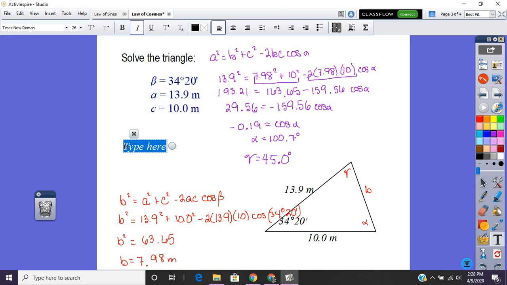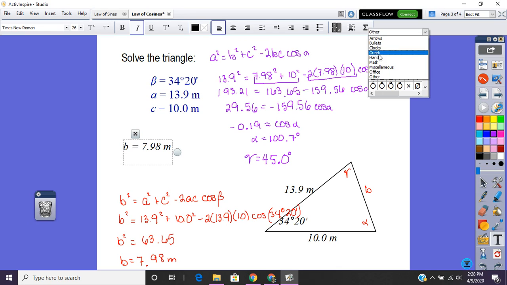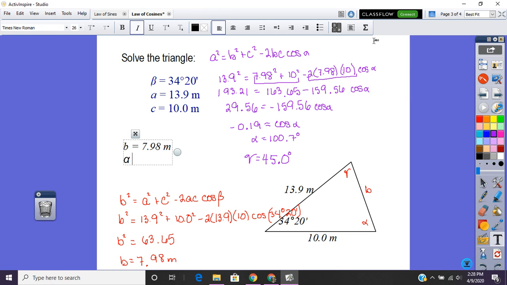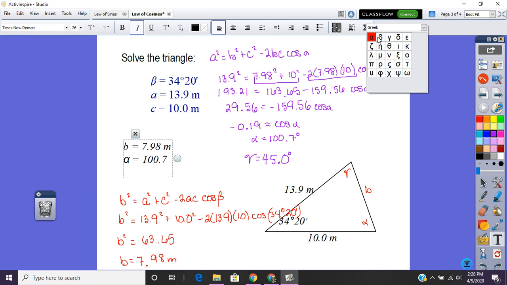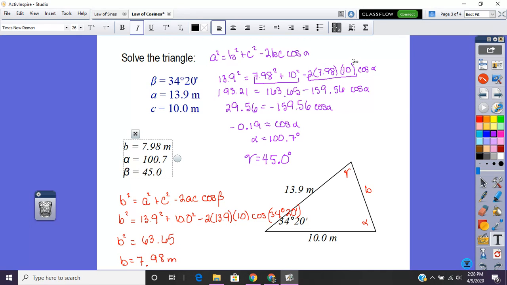let's get some answers written in here. So we're going to have b equal 7.98 meters, and Greek letters. So alpha is going to equal 100.7 degrees. I'm going to go ahead and grab my beta before I change things up here. Beta is going to equal 45.0 degrees. And now let's go up, I'm going to grab these degrees.